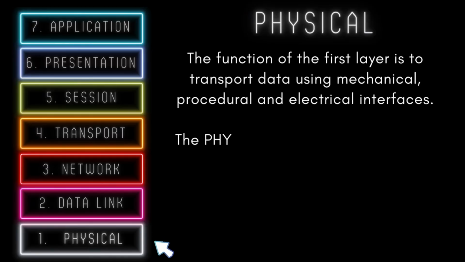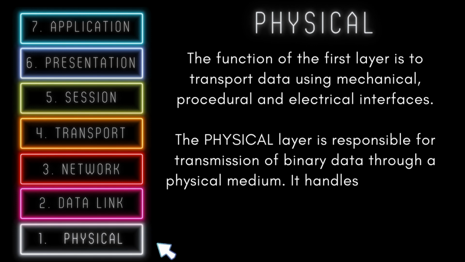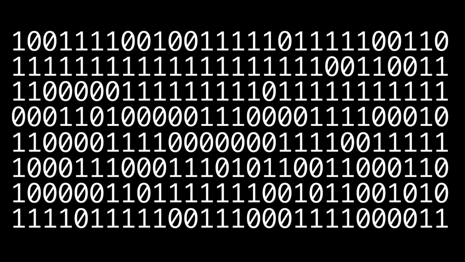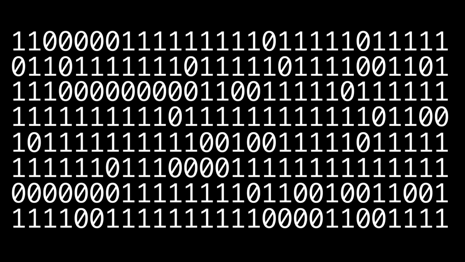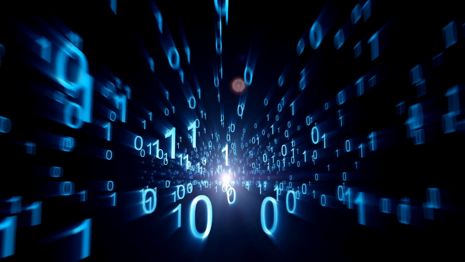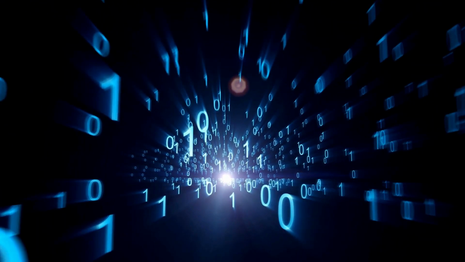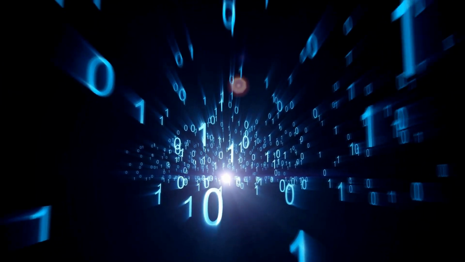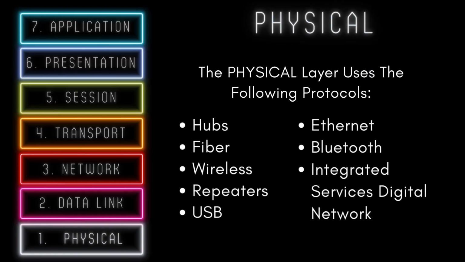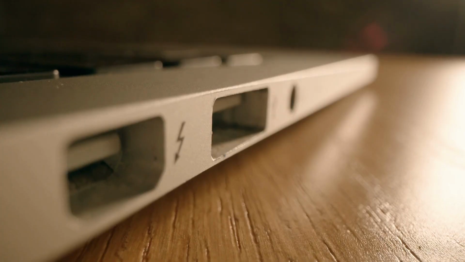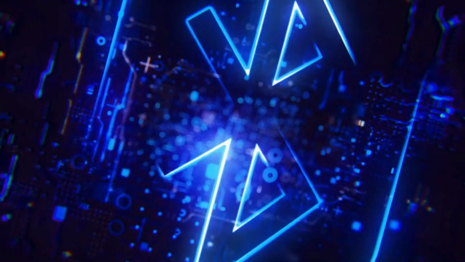Lastly, the function of the physical layer is to transport data using mechanical, procedural, and electrical interfaces. The physical layer is responsible for transmission of binary data through a physical medium. It handles how data is physically encoded and decoded. This layer only deals with binary data. Some of the physical layer protocols are hubs, fiber optic, wireless, USB, Ethernet, and Bluetooth.